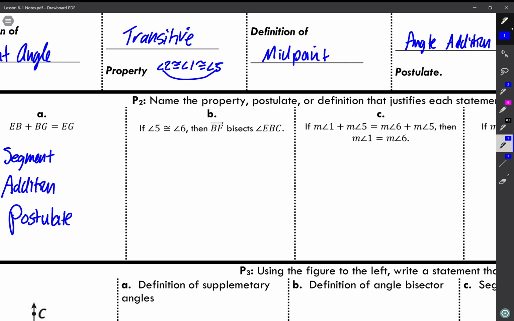Next, if angle 5 is congruent to angle 6, then ray BF bisects angle EBC. Okay, our key word in this one is bisects. So the answer is the definition of angle bisector.